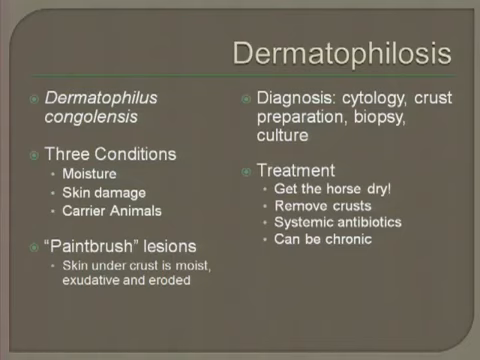Systemic antibiotics can be necessary in more severe cases, but usually just eliminating these 3 conditions is going to do it. And then this condition can be chronic. Infection does not cause lasting immunity, and in fact, animals that get infected might be more predisposed to reinfection. So you just have to be aware that there can be chronic carriers in the environment.